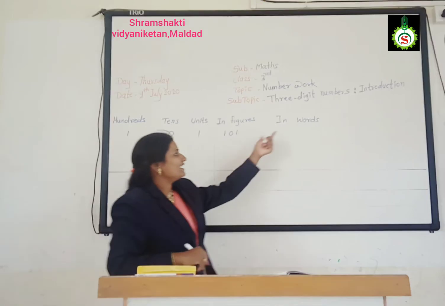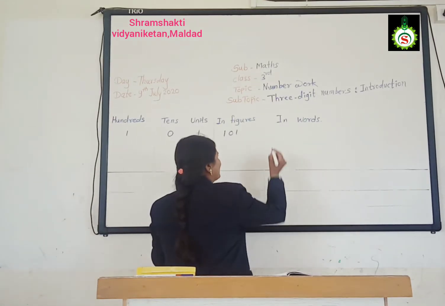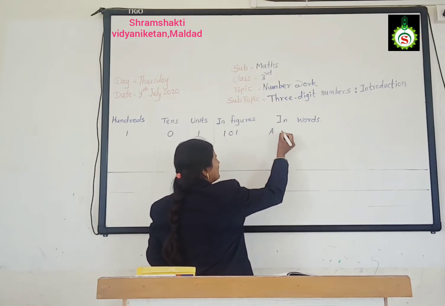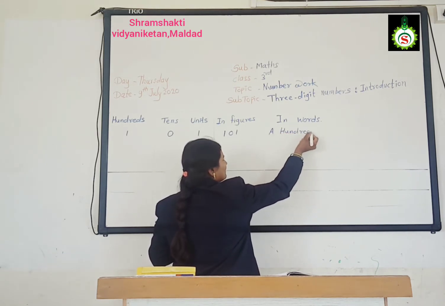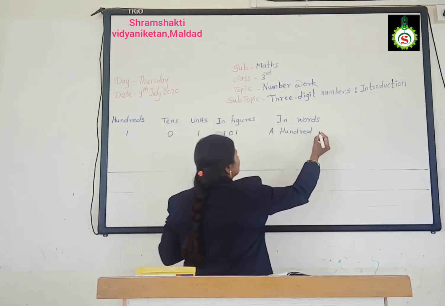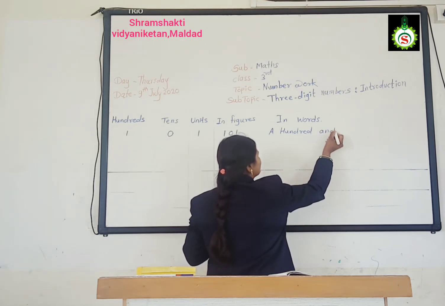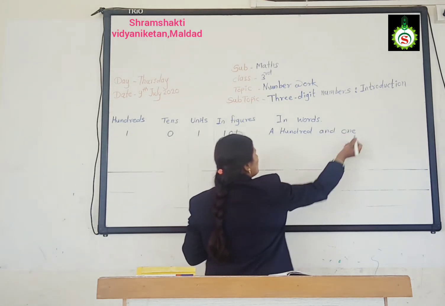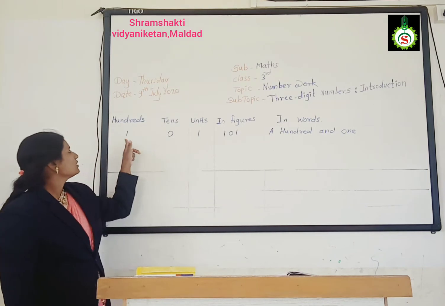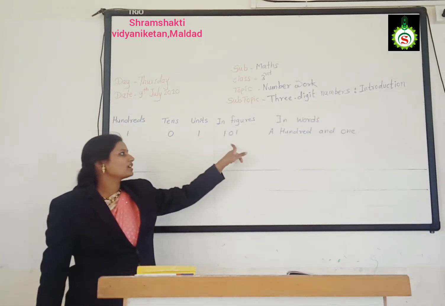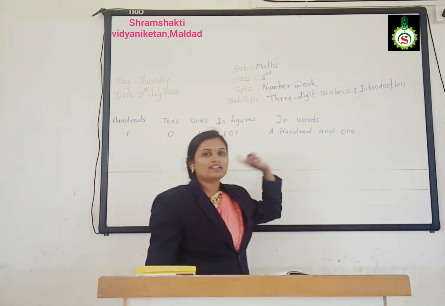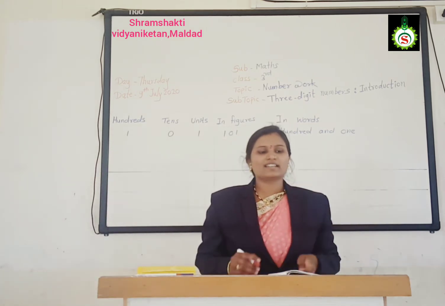Okay. Write in word. This number write in word. Hundred, and one. See again. 100 column 1, 10 column 0, 1. Then in figure 101. Okay. See the next picture.